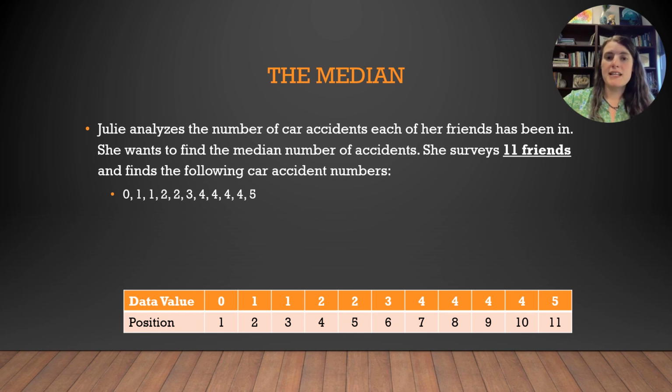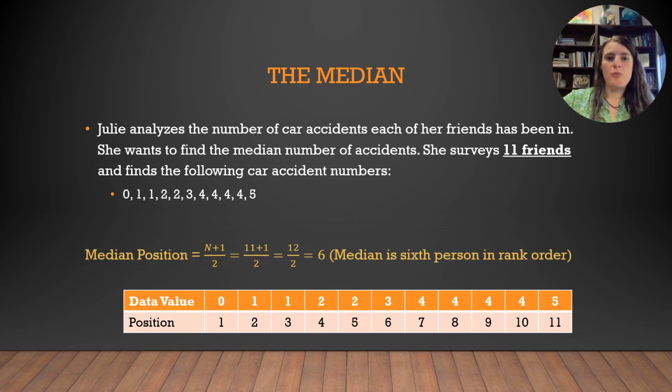The top represents the X values that Julie collected. 0 car accidents, 1 car accident, 4 car accidents, etc. The second row represents the position in the data set. Since there are 11 people surveyed, the position numbers run from 1 to 11.